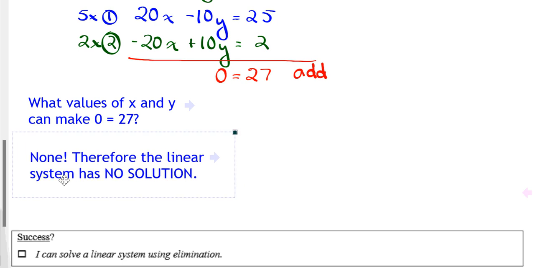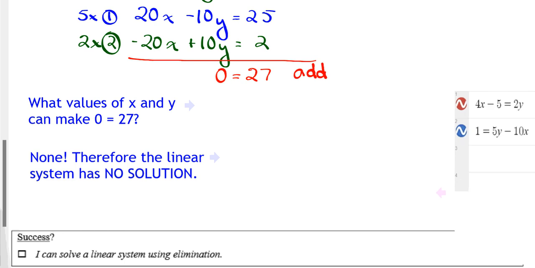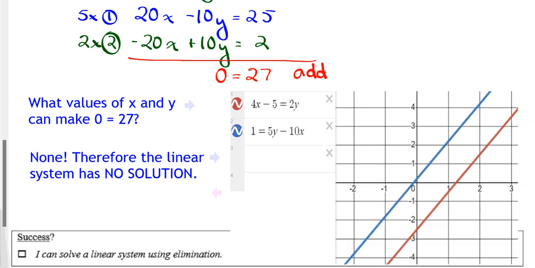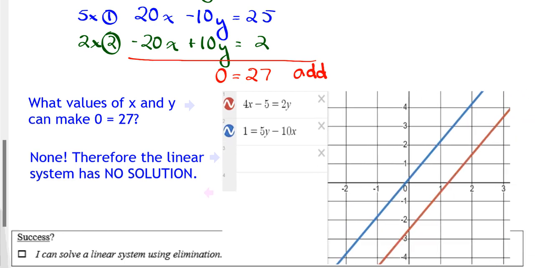This is not something we've seen before, but sometimes this happens. If we were to look at the graphs of these two equations, what we would discover, here I've entered them just as they are into Desmos, and you look at the lines and you see they're parallel. And parallel lines never intersect, and so there's no solution to this system.